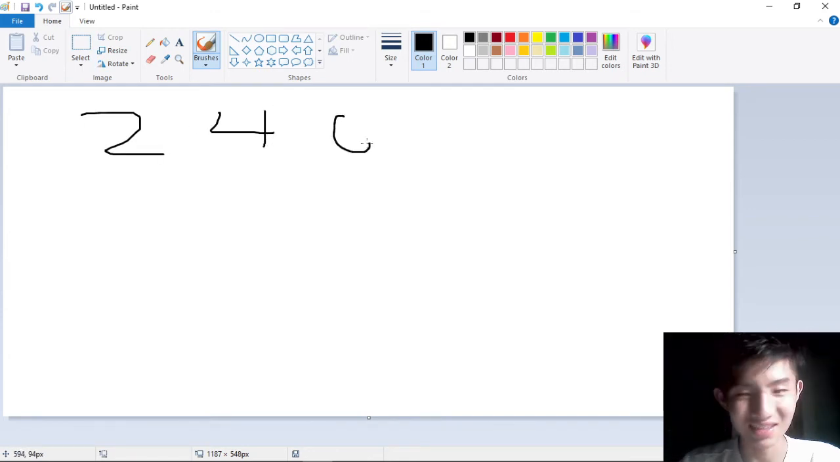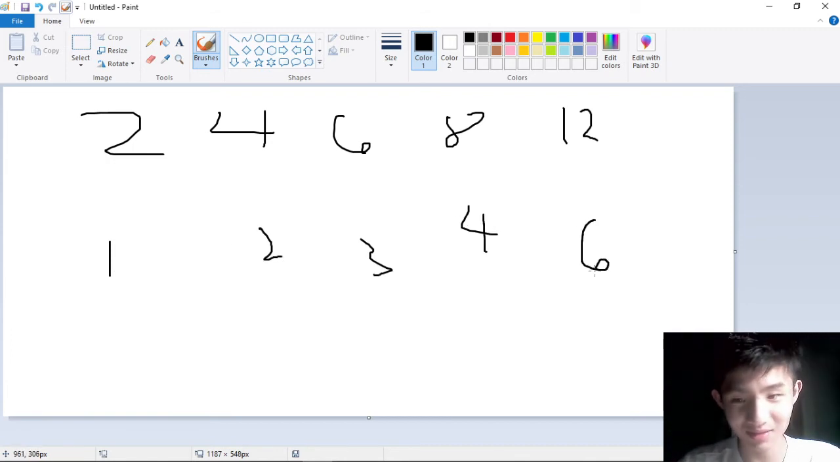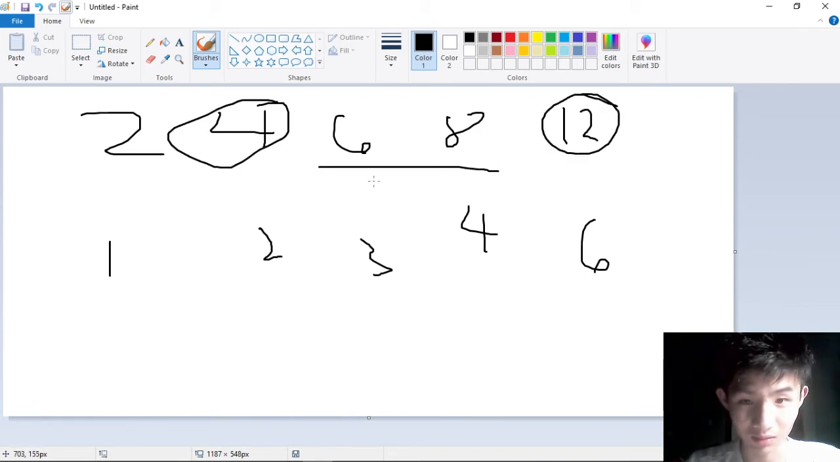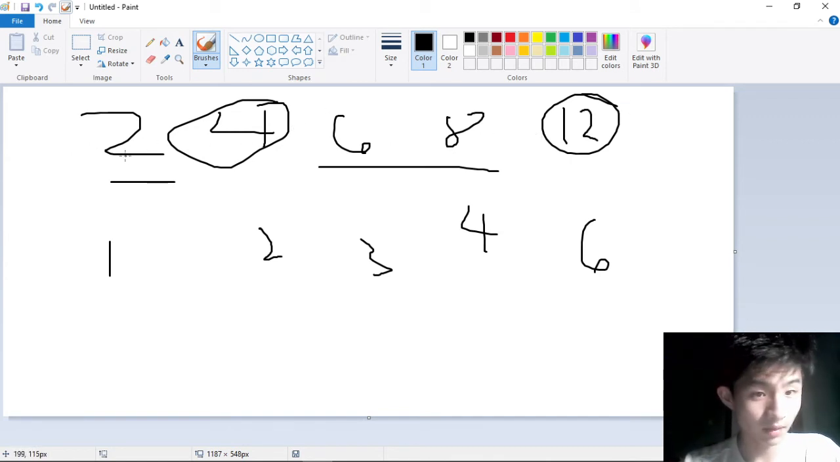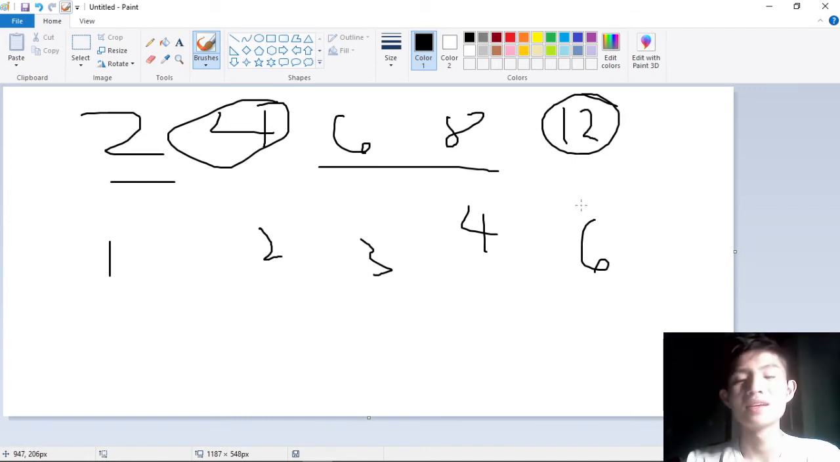2, 4, 6, 8, 12. 1, 2, 3, 4, 6. Okay, if we add all these together, 6, 12, 20, 32, we need to make 6. So we only need these two numbers and then the rest. Same idea here. If you just divide every single number by 2, if they're all even, remember, if they're all even, if you divide every single number by 2, you'll get the same number.